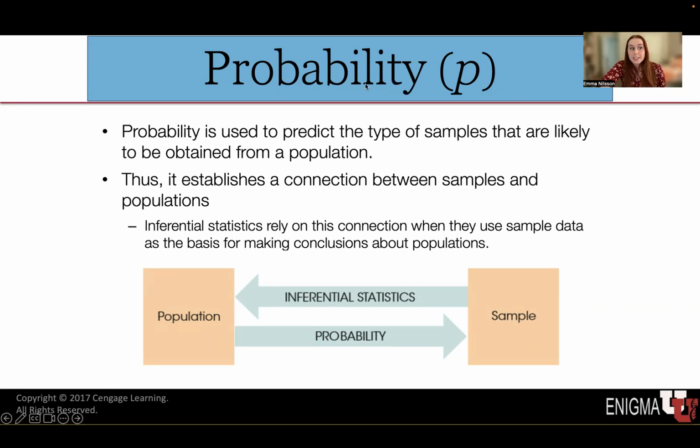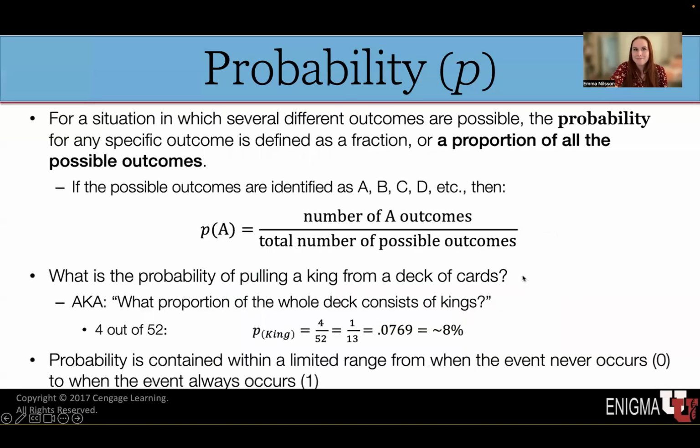But probability is important to take a sample or take a population and figure out what type of sample you should use in order to make a statistically representative sample. So probability is the connection in the opposite direction of inferential statistics.